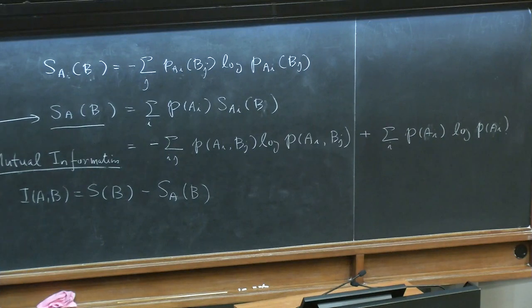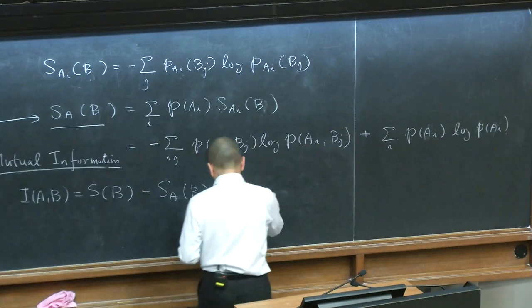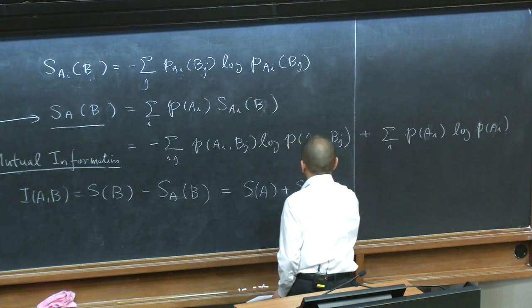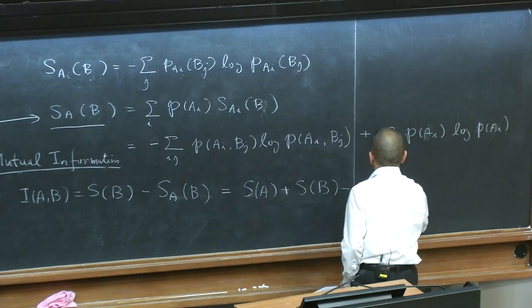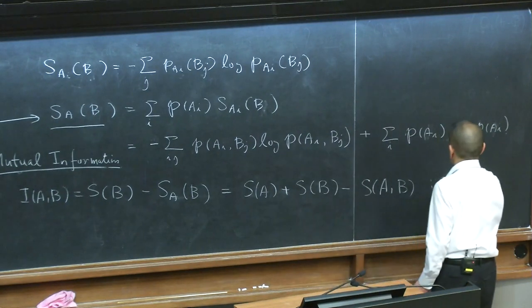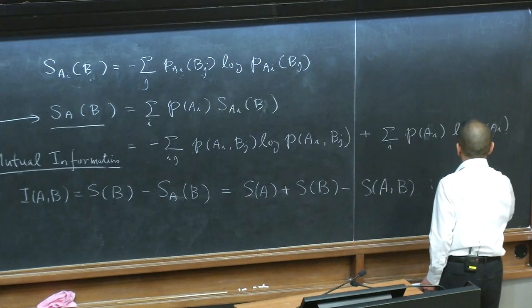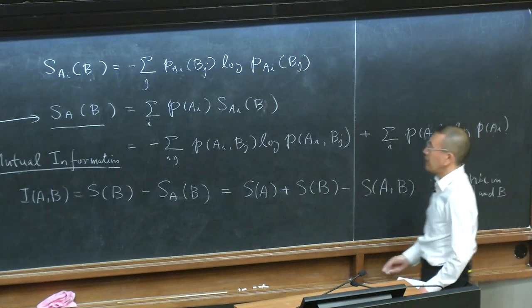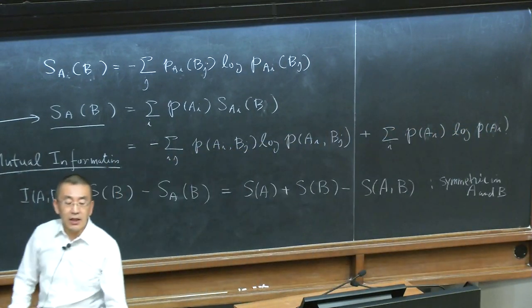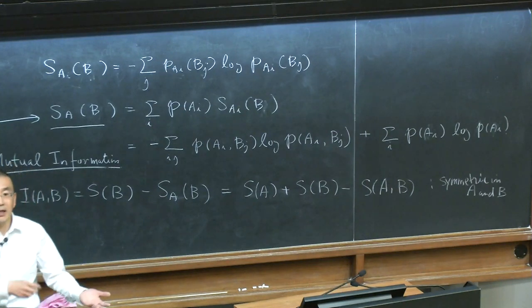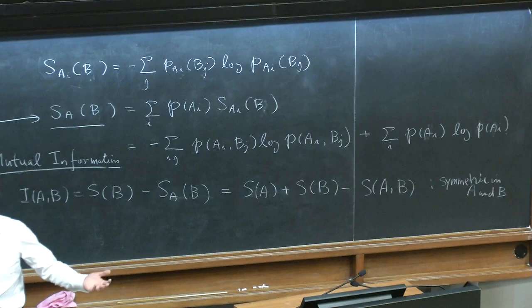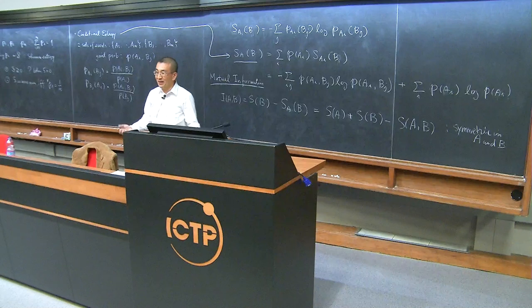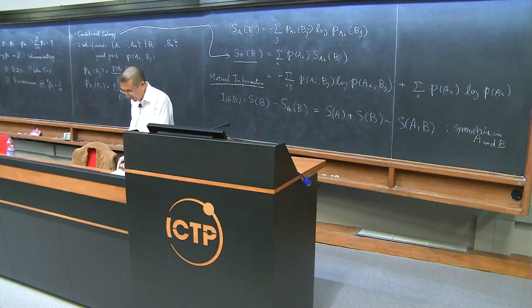Interestingly, this mutual information is symmetric in A and B. That is, if I write this out, then I can express that in terms of Shannon entropy. So one of the important properties is that it is symmetric in A and B. Namely, this mutual information tells you how much you learn about B by learning about A, but it's mutual. That is, this is the same amount of information you learn about A if you measure B. Okay, so the information is mutual.